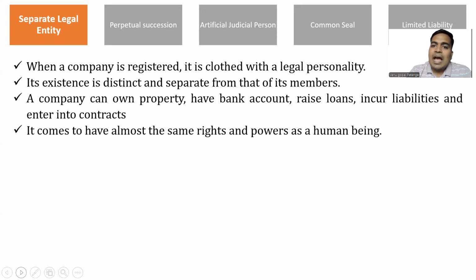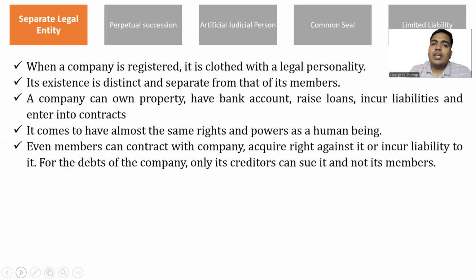It can own property, have a bank account, raise loans, incur liabilities, and enter into contracts. It has almost the same rights as a human being. Members can contract with the company, very much yes. They can acquire rights against it or incur liability for debts of the company. Creditors can sue the company, not its members.